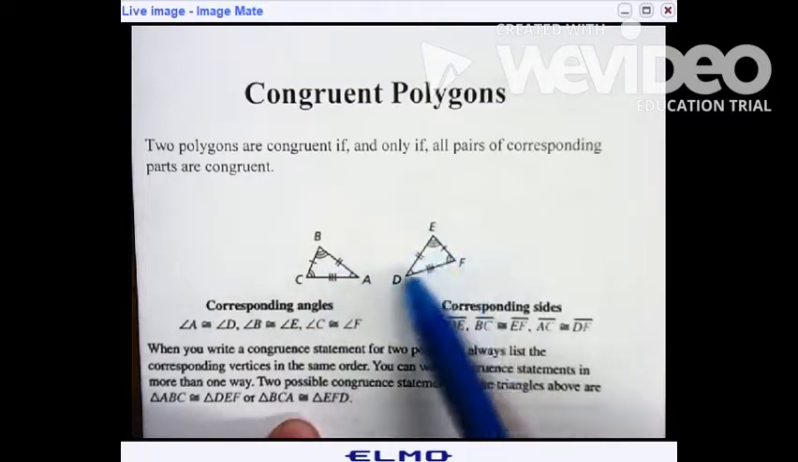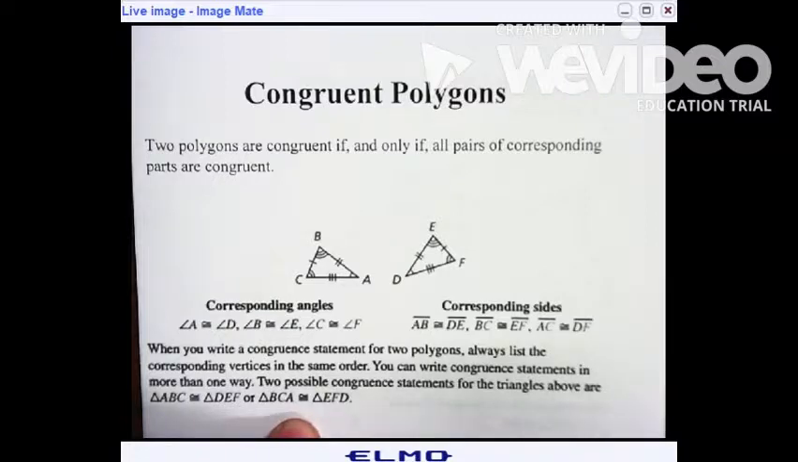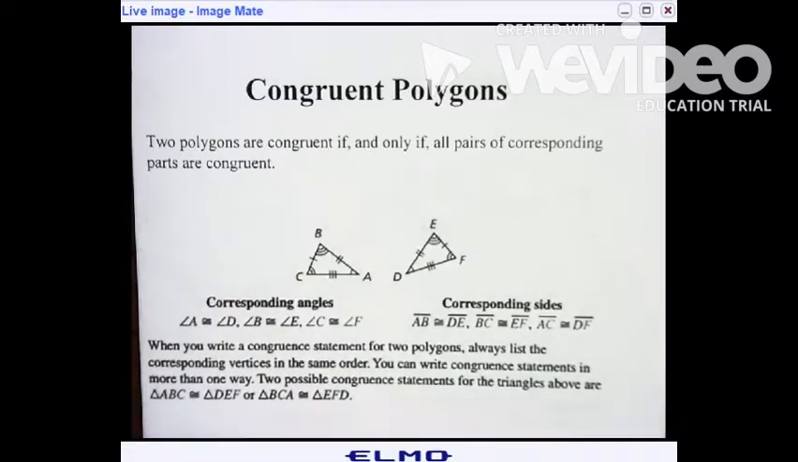So the corresponding angles are all congruent, and the corresponding sides are all congruent. Since all of these pieces are congruent, then the figures are congruent. If you had a quadrilateral where three of the sides matched three of the sides of the other one, but one side didn't match up, then it's not congruent. If you have one little thing wrong, then the whole thing is not congruent.